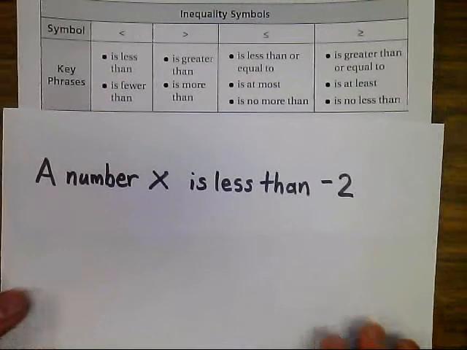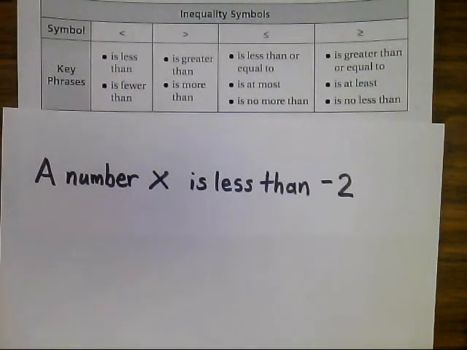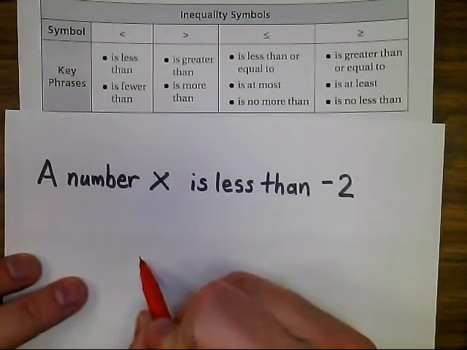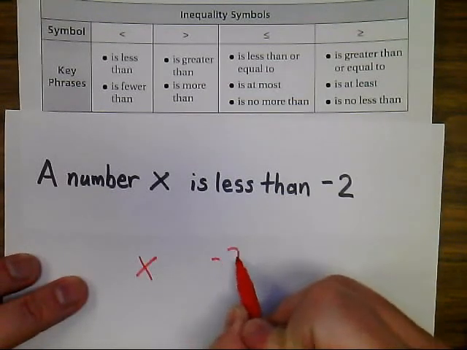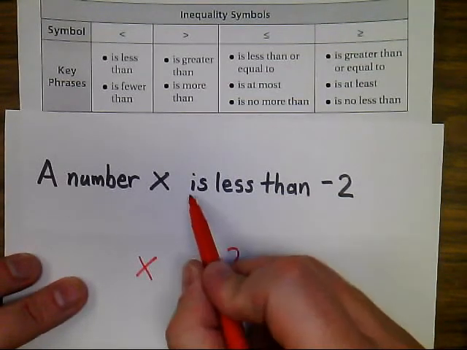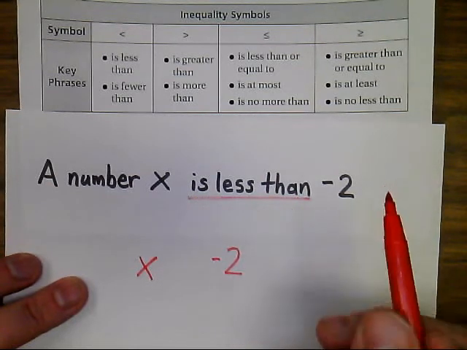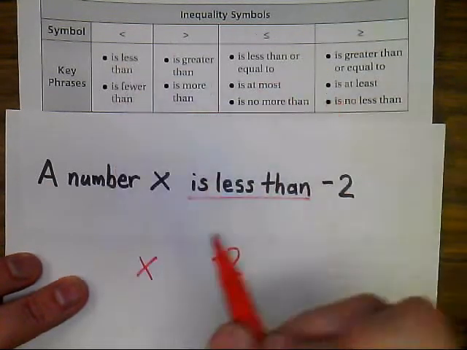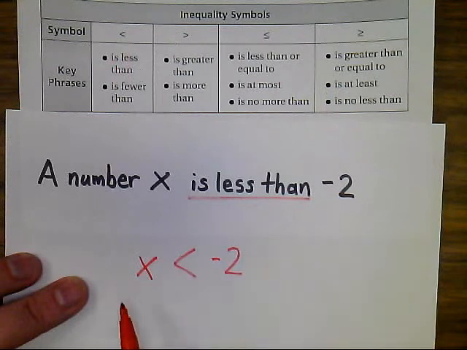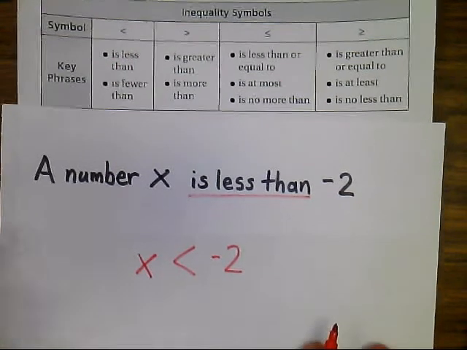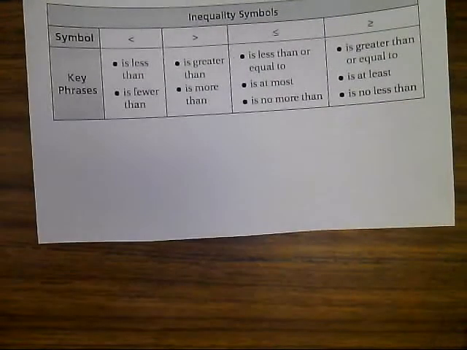It says a number x is less than negative 2. All right, so I'm going to write my phrase out, and I know x and negative 2 are my terms, and then I'm going to realize is less than. Now, is less than, I'm going to find right here, it's just the less than symbol. So x is less than negative 2. Nice and simple procedure there.